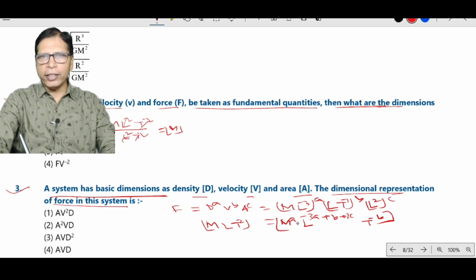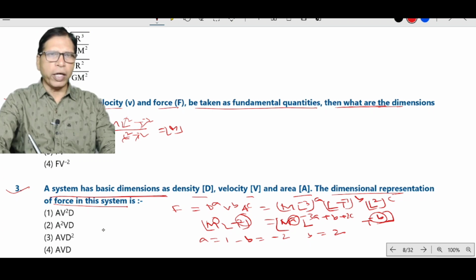Okay. Look at this here, power of M is equal to power of M. So here a equals 1. Power of T is equal to power of T. So look at this here, minus b equals minus 2. Okay. So b equals 2. Now a is 1 and b is 2. Only this option is correct.